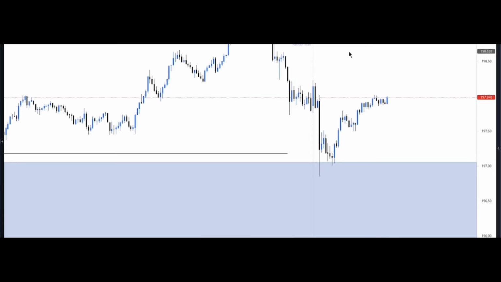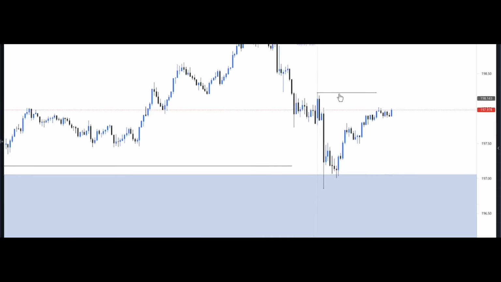Now, I know some of you will mark this as your change of character, this one. But this is not your change of character, guys. Why? Look, listen. Your change of character is the first high in this case, all right? The first internal structure high before this drop down here, okay? So this is not your change of character. Why? This is not a valid pullback. Why is it not a valid pullback? Well, you can look at this. Let me show that to you.